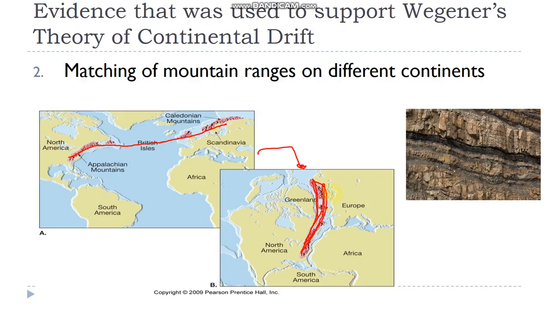How in the world can that be? I mean, these mountain ranges, everything lined up, like the strata lined up, which by the way are like the layers of rocks that you see in this picture on the right hand side. So that's the second piece of evidence.